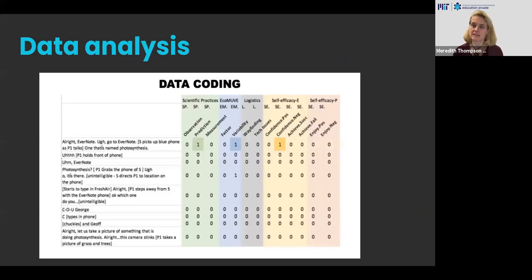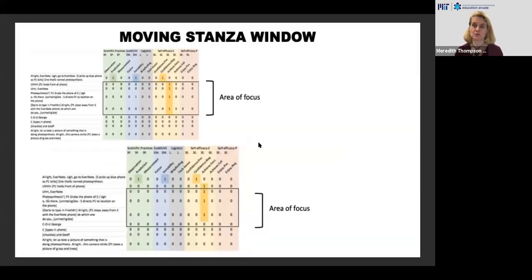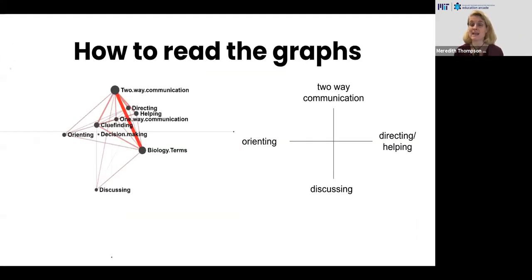Basically, you take a set of utterances, everything that somebody said, and put it in one column. Then you have all the codes on this side, and you code it 1 if the code is in there, or 0 if the code is not. What this allows you to do is see relationships between different codes by not just looking at one line, but looking at a frame. Those frames can allow you to then create a network diagram.